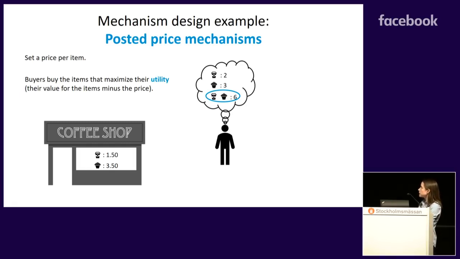So for example, this buyer is going to have a utility of 50 cents for the coffee because that's their value minus the price. They're going to have a utility of negative 50 cents for the muffin, and they're going to have a utility for the bundle of the pair of $1 because that's the value minus the price. So they're going to buy the bundle, the coffee and the muffin. That maximizes their utility.